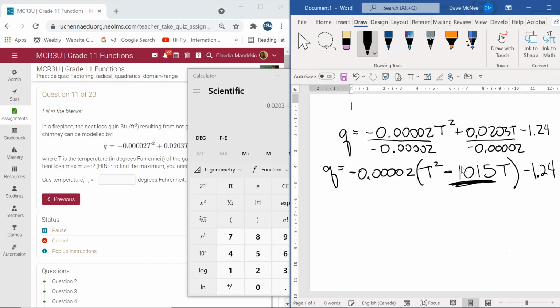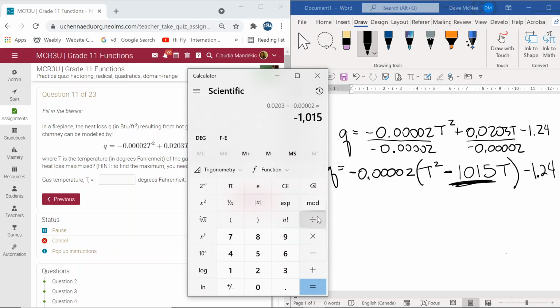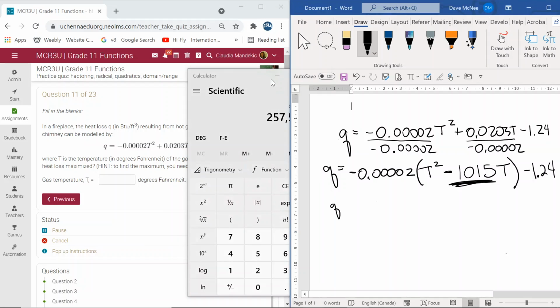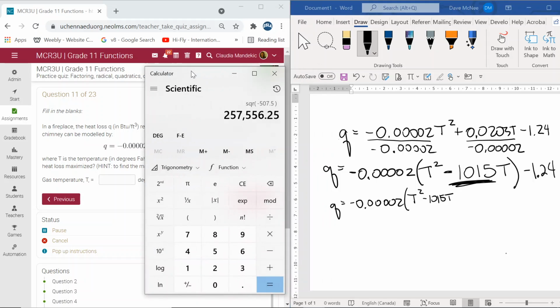What do I do with this middle term now? I'm going to divide it by 2 and square it. So let me go ahead and divide it by 2 on my calculator here, equals, and then I'm going to raise it to an exponent 2. I'll get 257. Wow, that's a big number, and I know you're thinking like, I don't like this. Well, guess what? Neither do I. But let's go ahead and do it. T squared minus 1,015t. And then I'm going to add and subtract this number that my scientific calculator gave me.